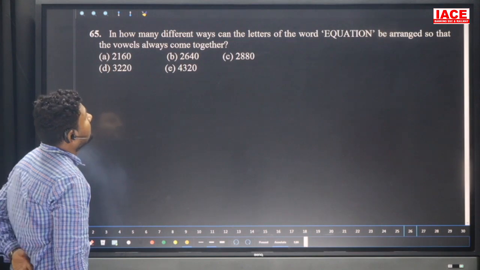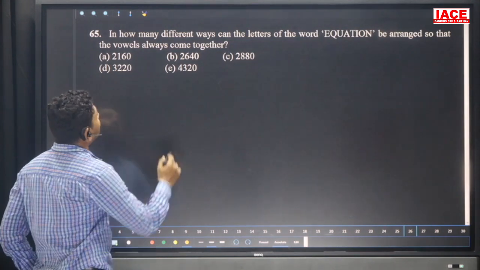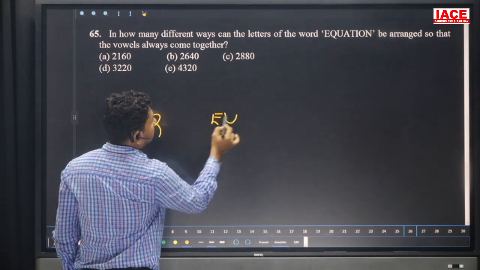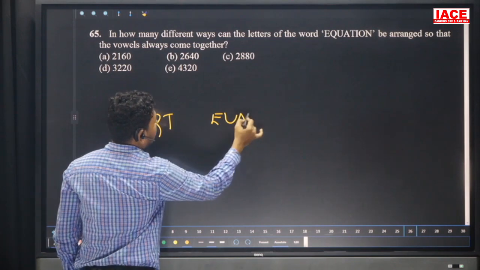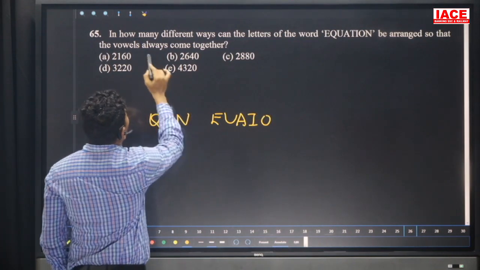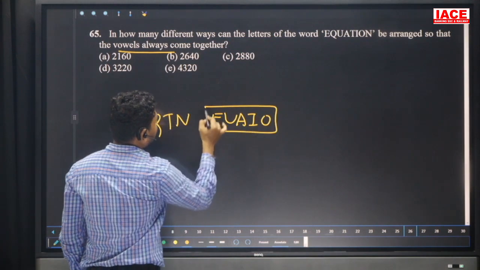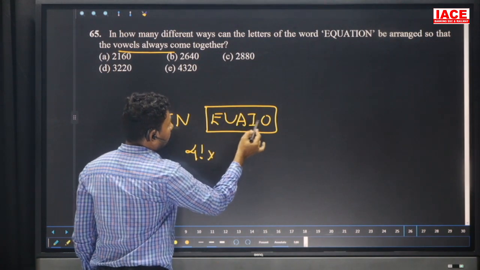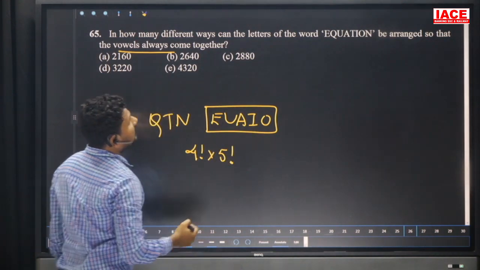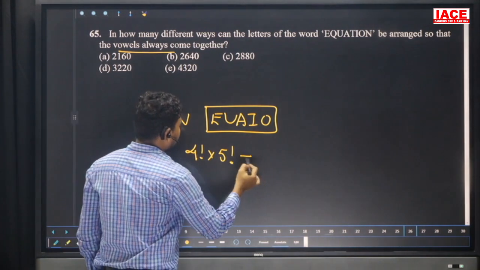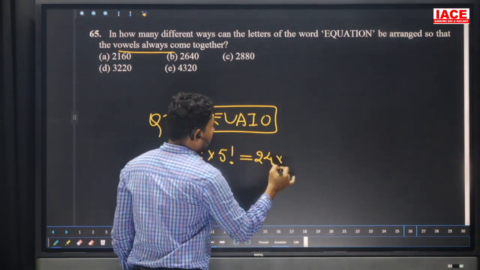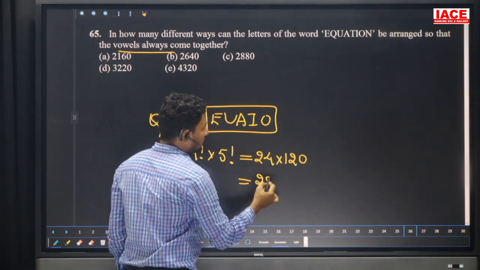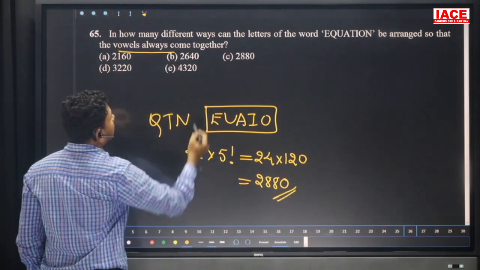Next, in how many different ways can the letters of the word EQUATION be arranged such that vowels always come together? The vowels are E, U, A, I, O, and the remaining is Q, T, N. Treating the vowels together as one unit gives 4 factorial, and the vowels among themselves give 5 factorial. Is there any repetition? No repeated letters. 4 factorial is 24 and 5 factorial is 120, and 12 twenty-fours are 288 and an extra 0, that means 2880. Our option is C.